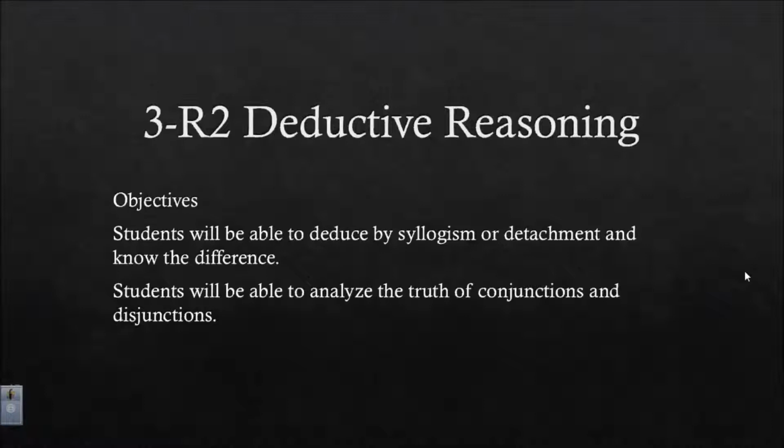Today we're going to be talking about the Unit 3 review number 2 on deductive reasoning with two targets. Our first is that students will be able to deduce by syllogism or detachment and know the difference. The second is that students will be able to analyze the truth of conjunctions and disjunctions.